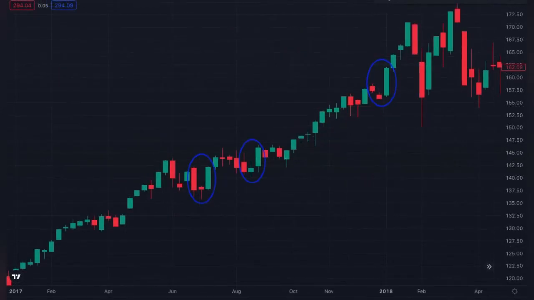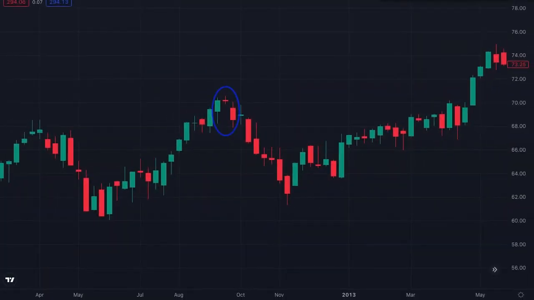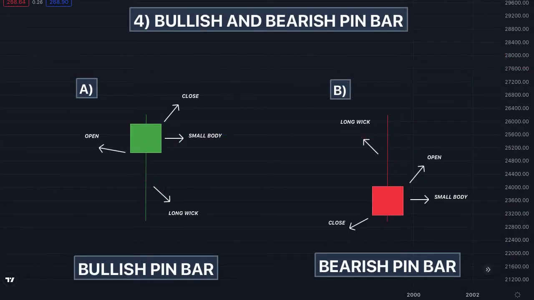With this image shown on the screen, you can see that the market was going down, but as soon as the morning star doji formed, the market started going the opposite direction, and this also happened with the evening star in this image. 4. Pin bars.